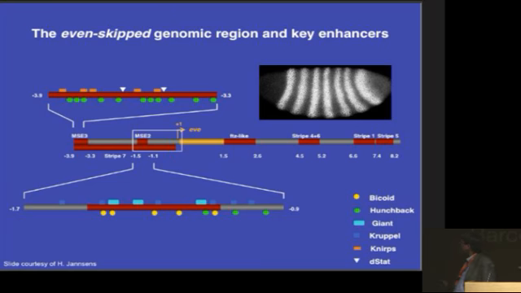So to make this pattern of 7 stripes actually requires quite a bit of DNA. So the entire Eve gene is 16.5 kilobases. That's known from embryonic rescue experiments. And of that 16.5 kilobases, only 1.5 kilobases is transcript. The rest is not junk. It is absolutely essential regulatory DNA.